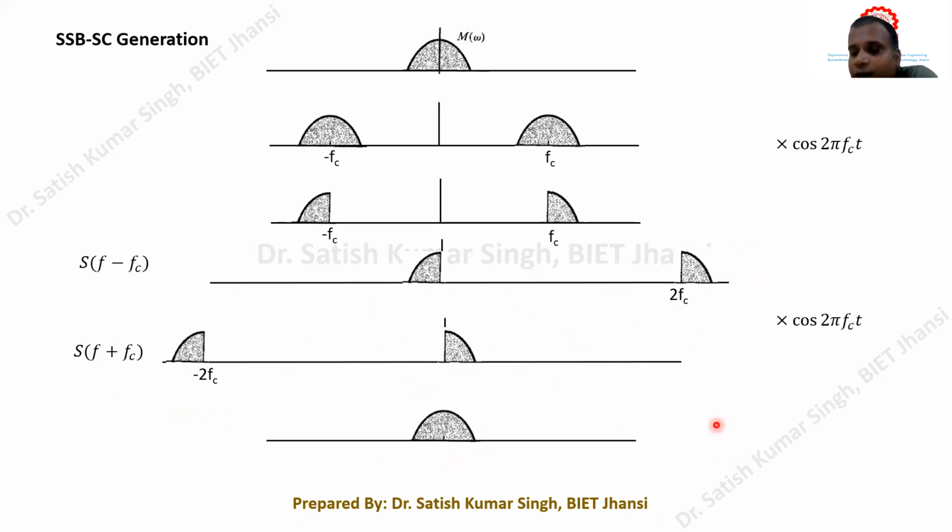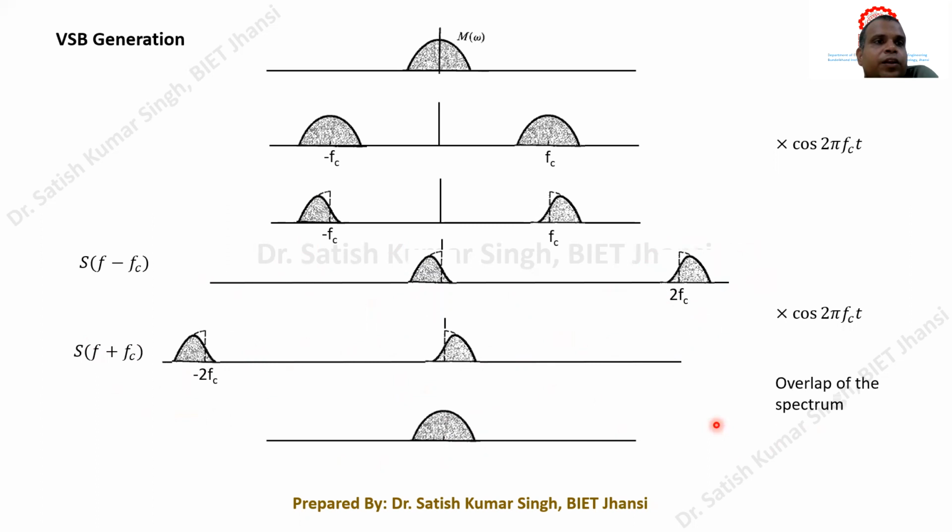Similarly, again we can look at if it is a VSBSC signal, then how it can be generated. First of all, we have to take the message signal, a DSBSC signal would be generated, and then this should be passed through an appropriate filter so that this type of spectrum would be retained.